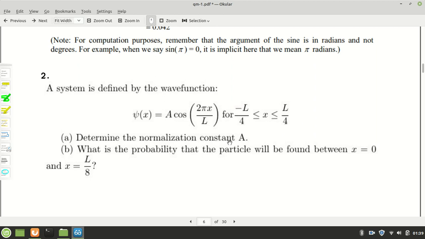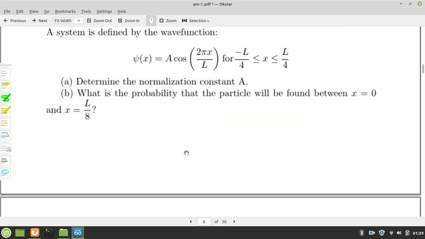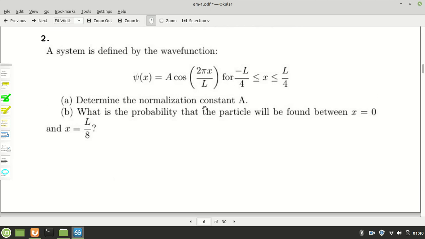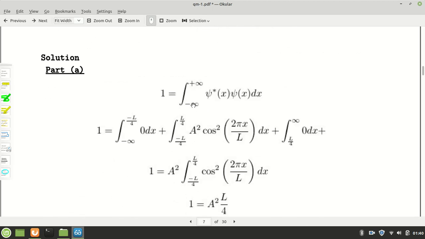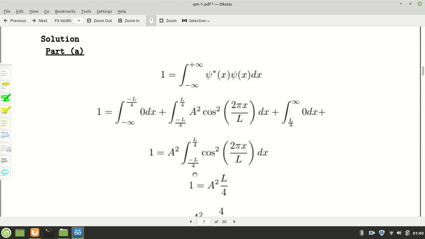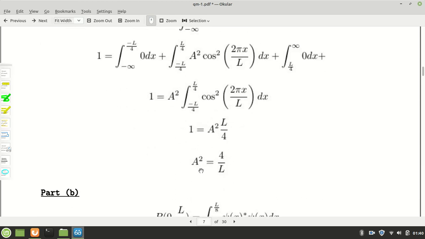Okay, so first concentrate on the normalization constant and start from the normalization formula, that is integral of mod psi square dx is equal to 1, from minus infinity to plus infinity, because our problem is one dimensional. There is no point of integration from minus infinity to plus infinity, because the wave function is not defined outside the region minus L by 4 to plus L by 4. So this integration boils down to minus L by 4 to plus L by 4. Put the values of psi, it will give you A square which comes out of the integration, and this integration can be done very easily, and you will find that A square is equal to 4 by L.